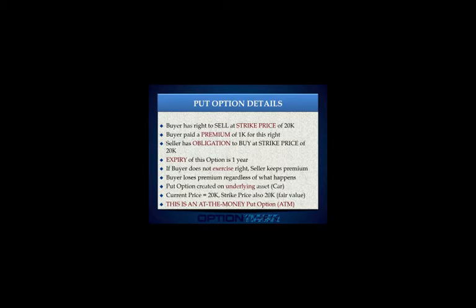Expiry of this option is 1 year. If the buyer does not exercise his right, then the seller keeps the premium. In our case, this statement can be a little twisted because in the case of car insurance, you don't actually exercise your right, but if you do have an accident, then you can exercise your right. So the buyer loses this premium of $1,000 regardless of what happens.